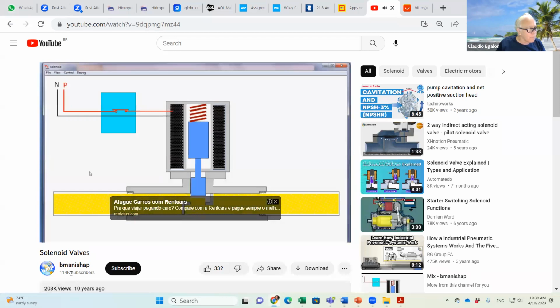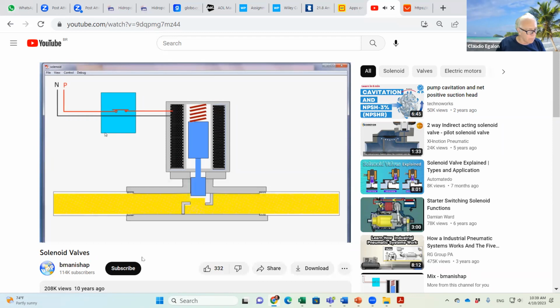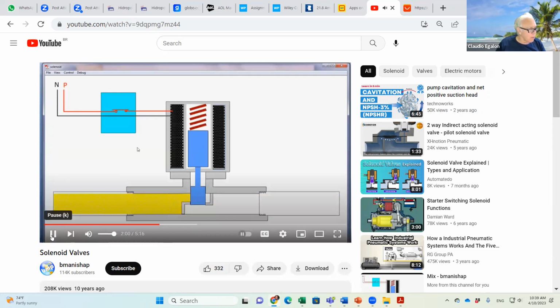So if you can see here, as this power turns on, this solenoid, this cylinder is lifted, and then the fluid flows here. What we have is the pipe here. Water can flow through this region, but right now the valve is closed.